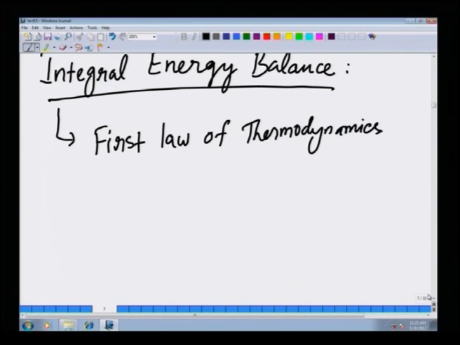For example, the integral mass balance came out as a consequence of the principle of conservation of mass, and the integral momentum balance came out as a consequence of Newton's second law of motion. Now, we are ready to discuss the integral energy balance, and the fundamental principle that helps us to derive the integral energy balance is the first law of thermodynamics.